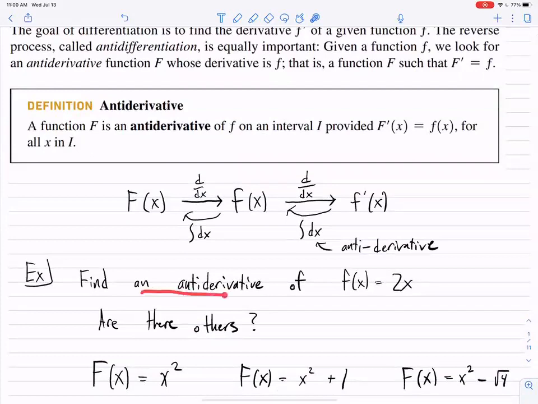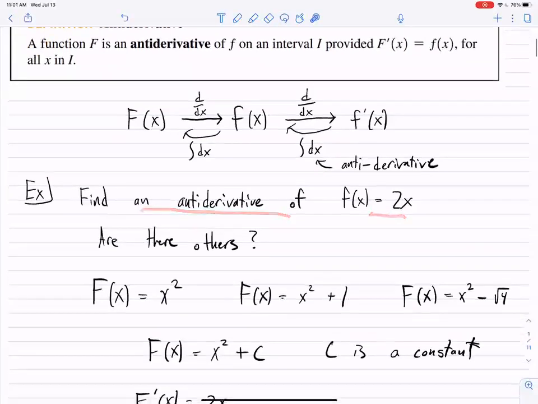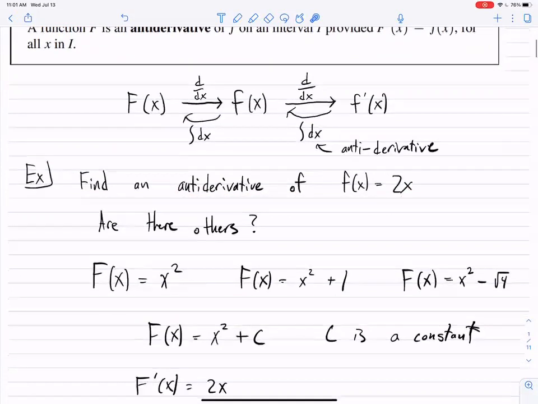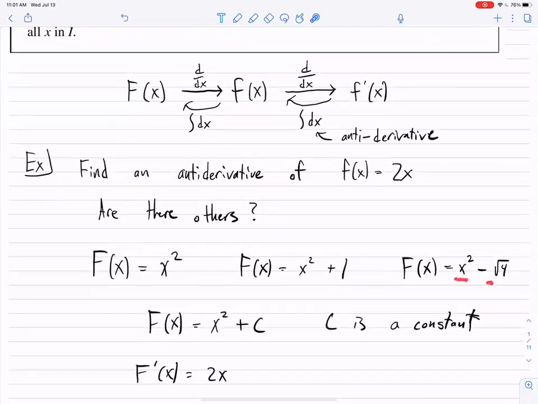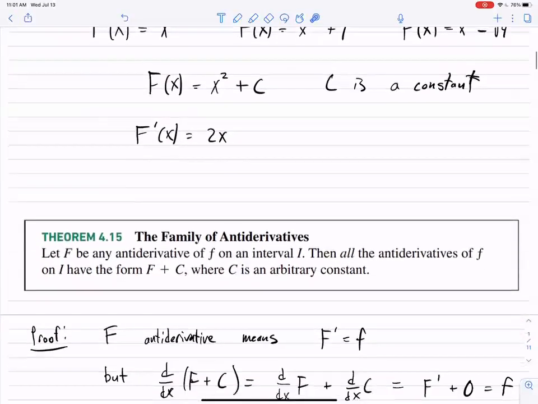So find an antiderivative of f of x equals 2x. So what function has derivative 2x? Well, x squared, right? If you take the derivative of x squared, that's 2x. But also if you take the derivative of x squared plus 1, that's also 2x. Or if you take the derivative of x squared minus square root of 4, it's also 2x. So really any constant c, x squared plus a constant, will have derivative 2x. And so this gives us an infinite family of antiderivatives.